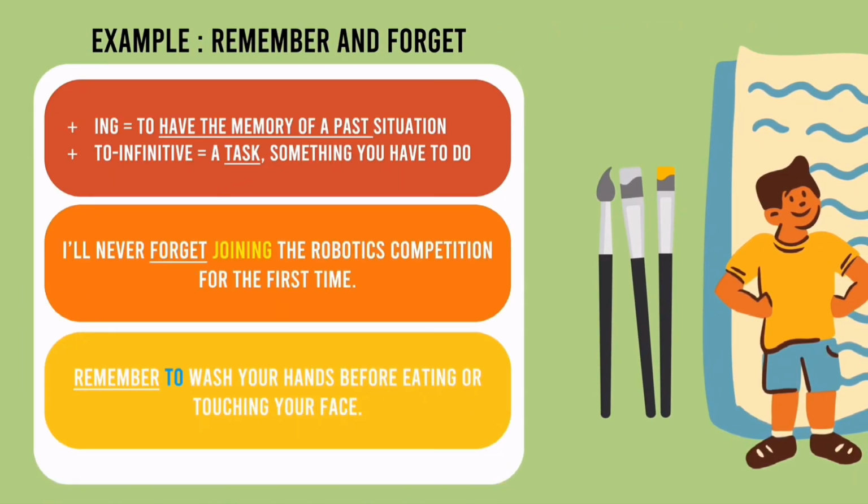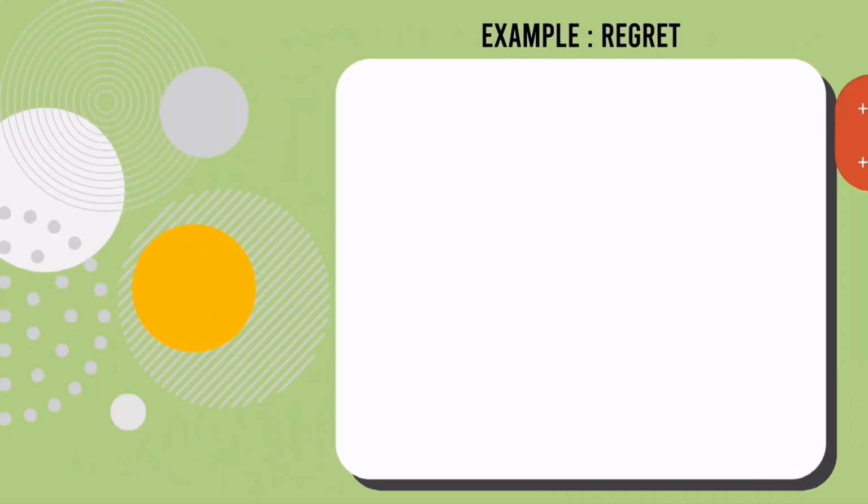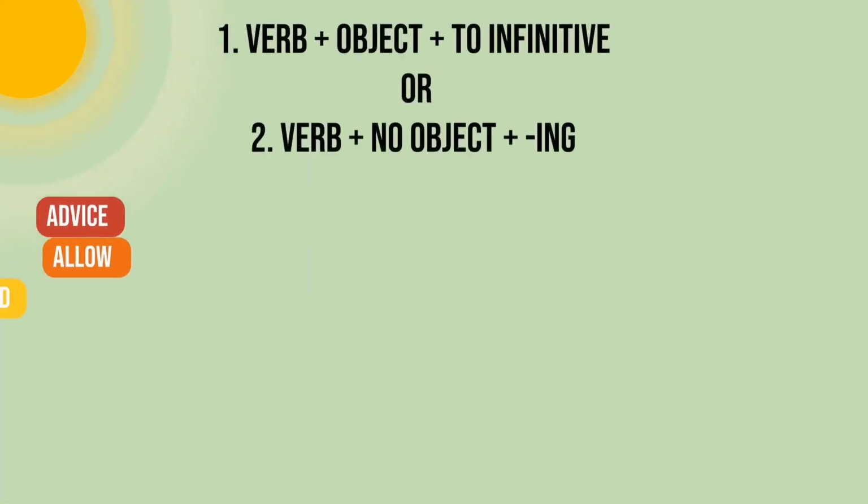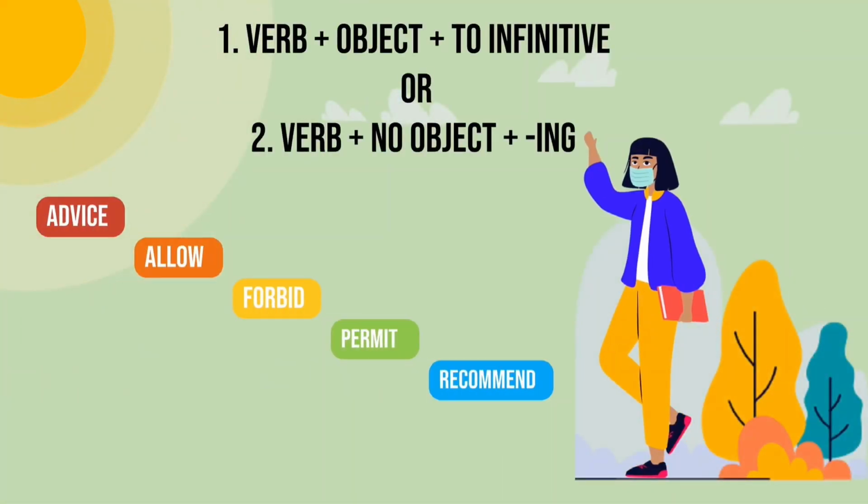You can read the example on how to use remember and forget, and also regret before we move to another part. We go to verb plus object plus to infinitive or no object plus ing. Verbs are followed by the to infinitive when they have an object and by ing when they have no object.